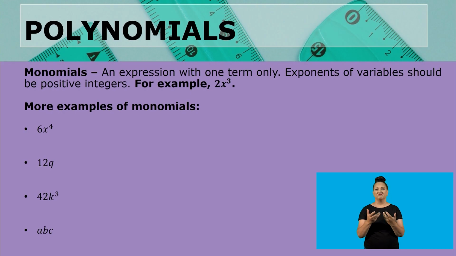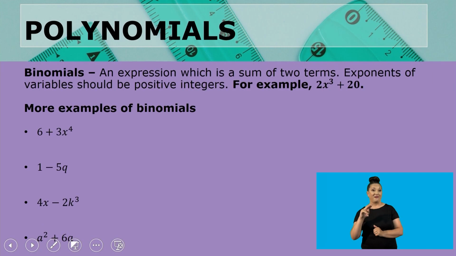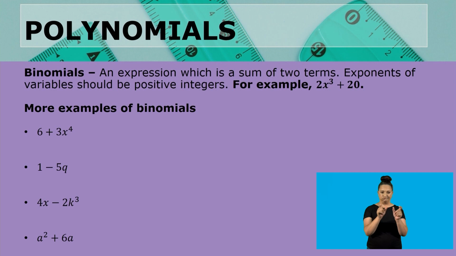Now, let's look at more examples of a monomial. We have 6x exponent 4. We have 12q. We have 42k cubed. Or we have ABC. These are examples of monomials, only one term. What about binomials? Now, a binomial is an expression which is a sum of two terms.